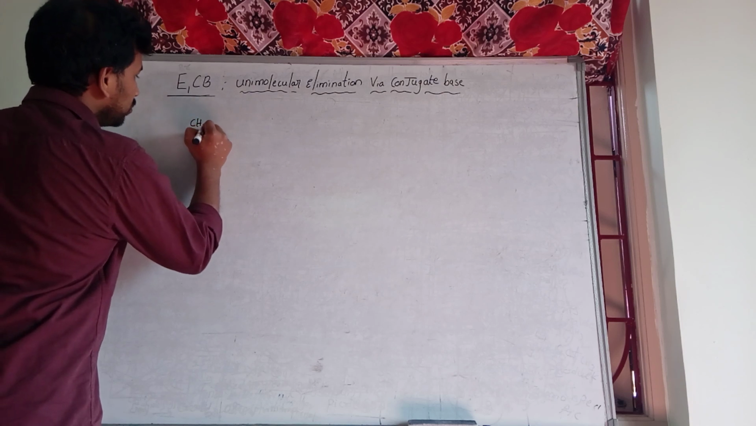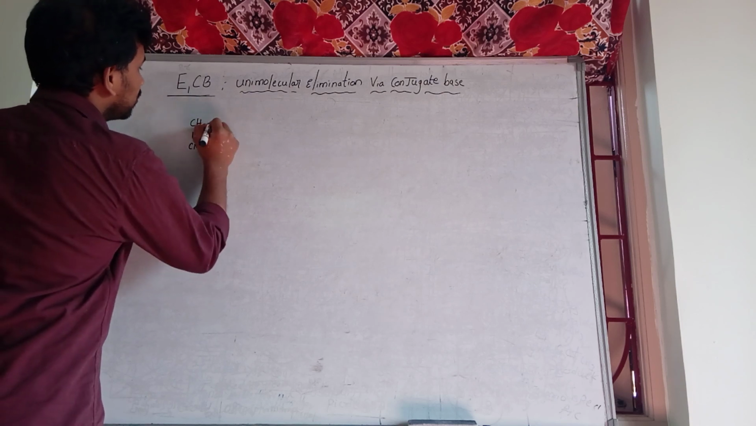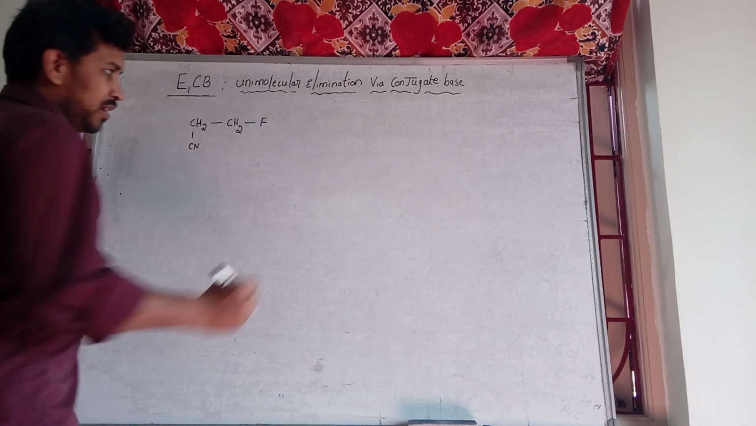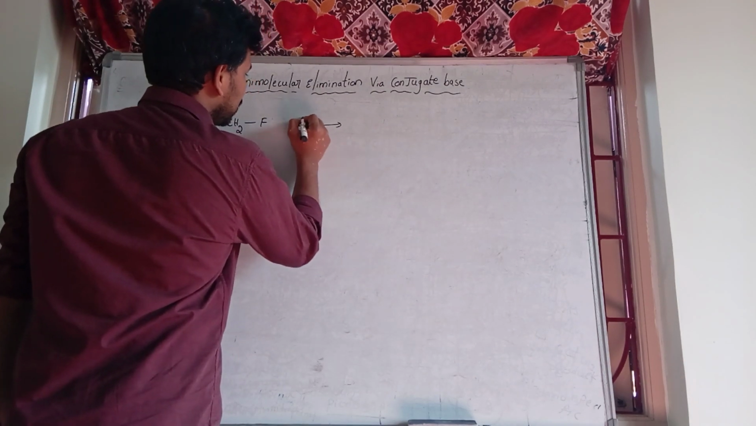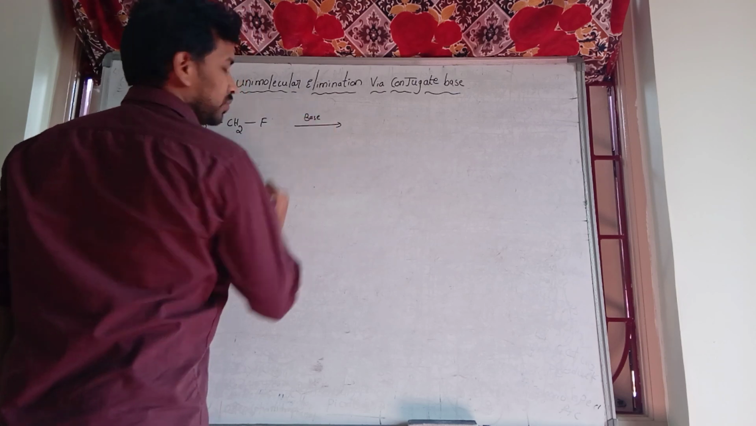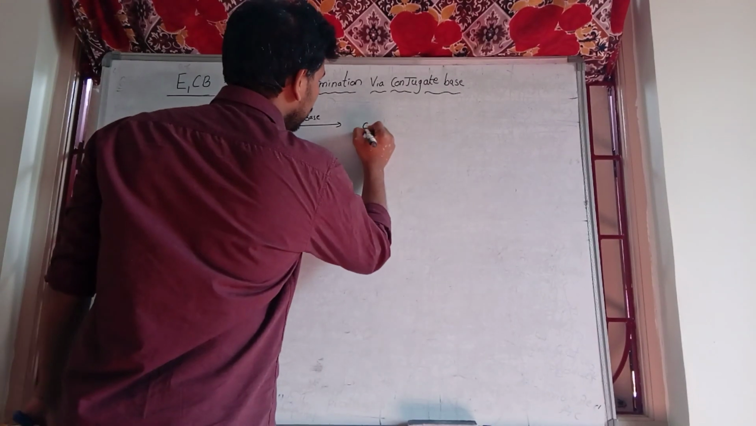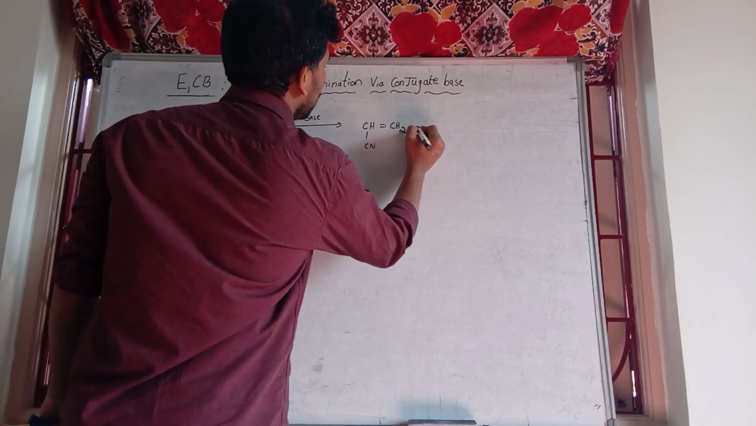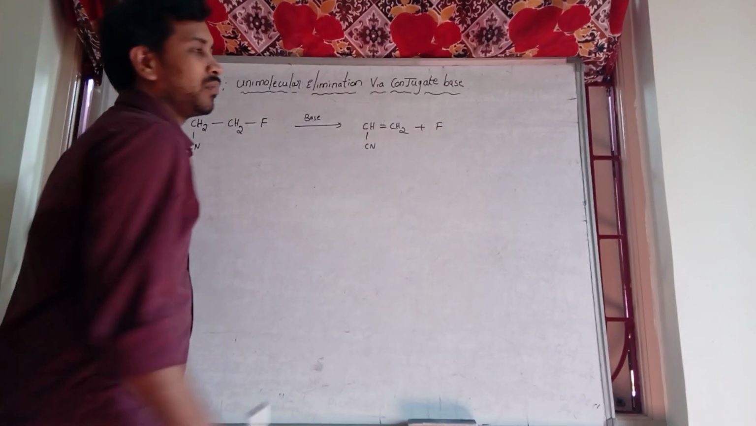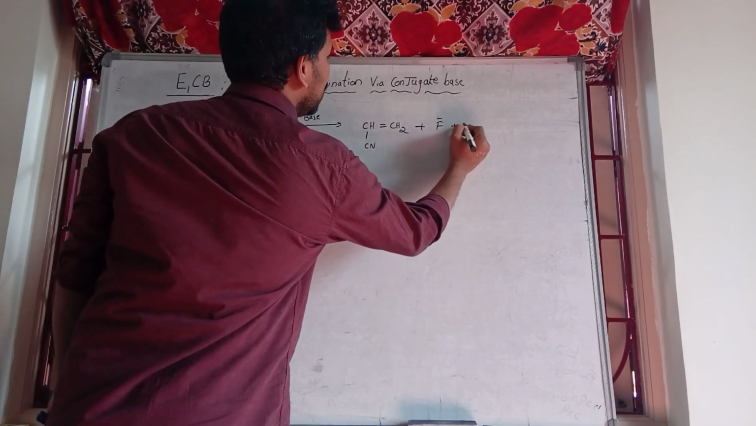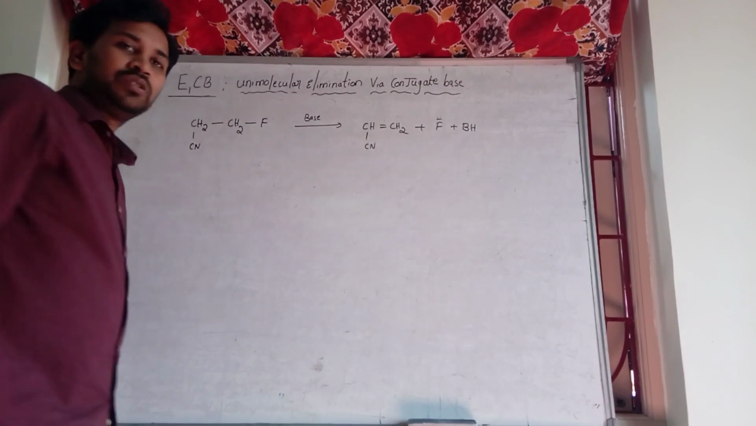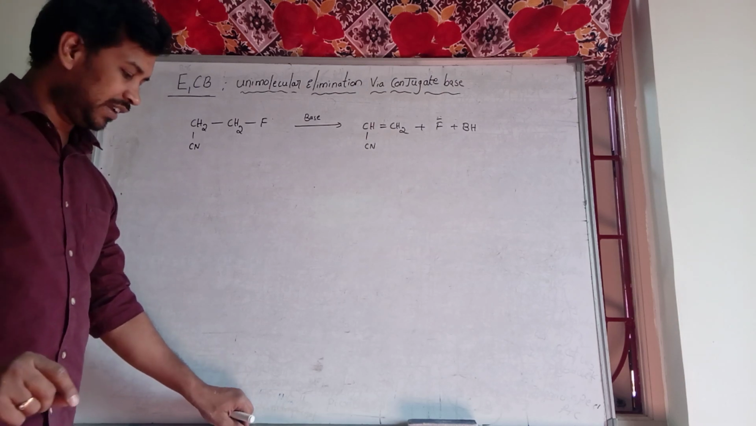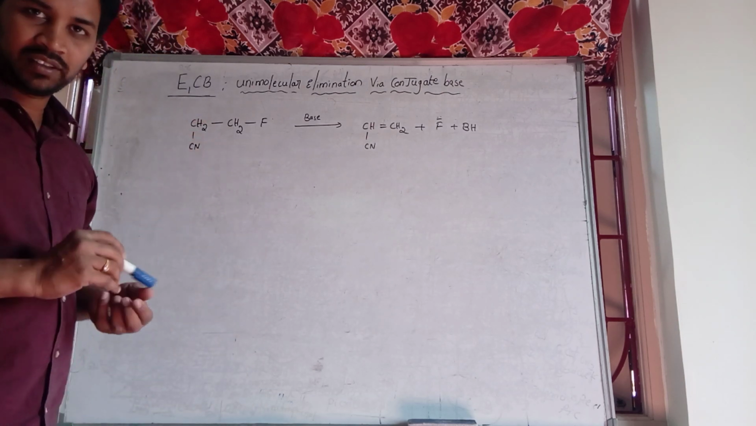CH2Cl-CH2F in the presence of a strong base converts into CHCl=CH2 plus F minus plus BH. Now you may have the doubt why I particularly took this as a substrate or reactant.